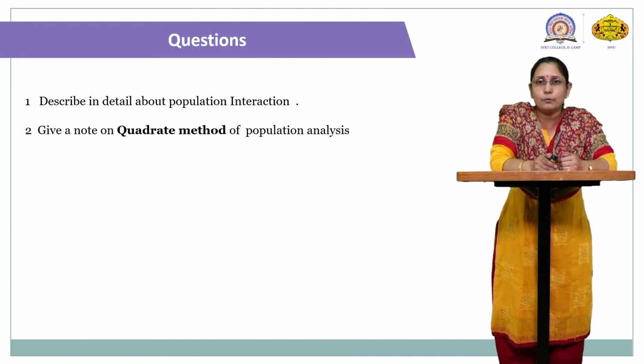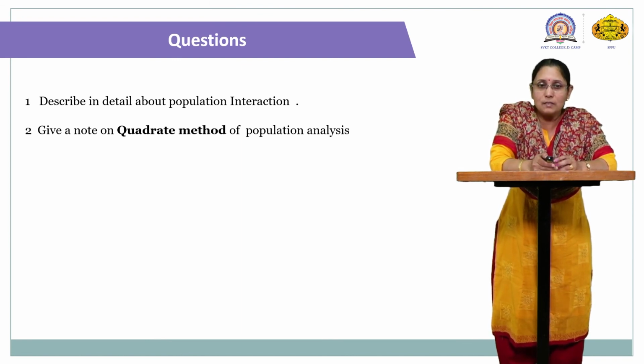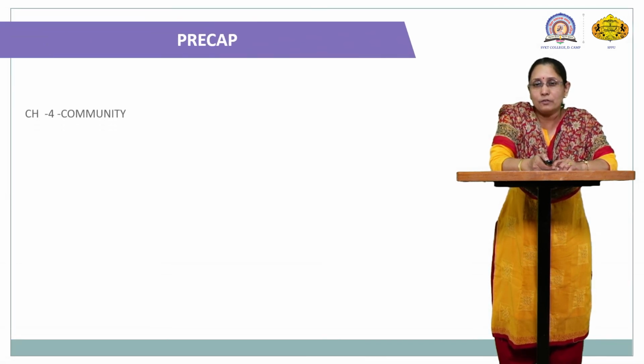You have to prepare two questions. First, distinguish between the line transect method and the bisect method, or give the significance of the bisect method. You have to complete this assignment on Google Classroom. Second, describe in detail population interaction, and give a note on the quadrate method of population analysis, explaining in detail up to the nested quadrate method.